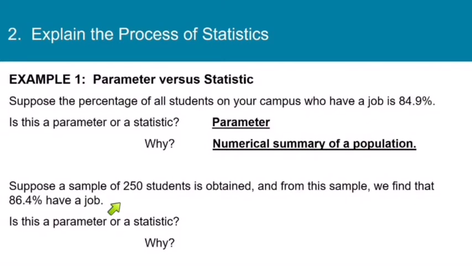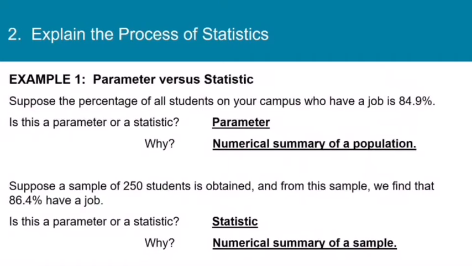Now suppose we have a sample of 250 students, and from this sample we find that 86.4% have a job. 86.4% of the 250, which is not everybody on campus. Is this a parameter or a statistic? This is a statistic because it comes from a sample, and that's it. So a parameter is a numerical summary of a population, and a statistic is a numerical summary of a sample.